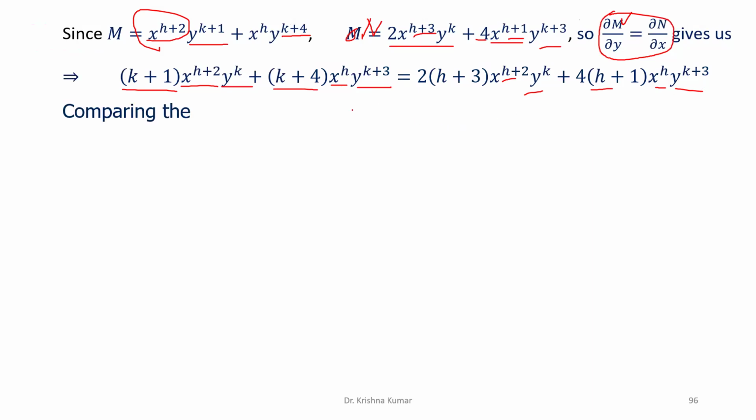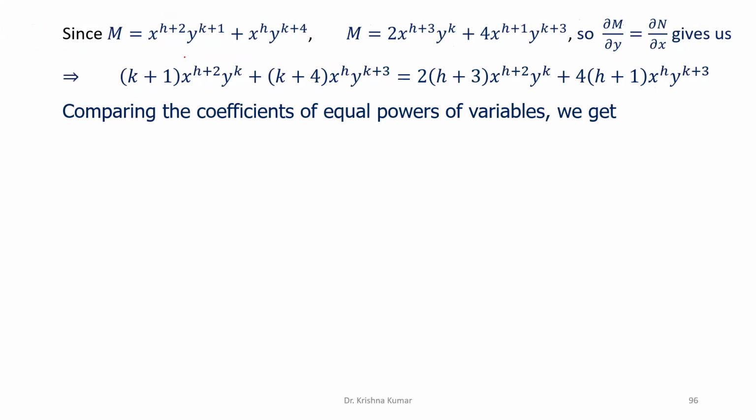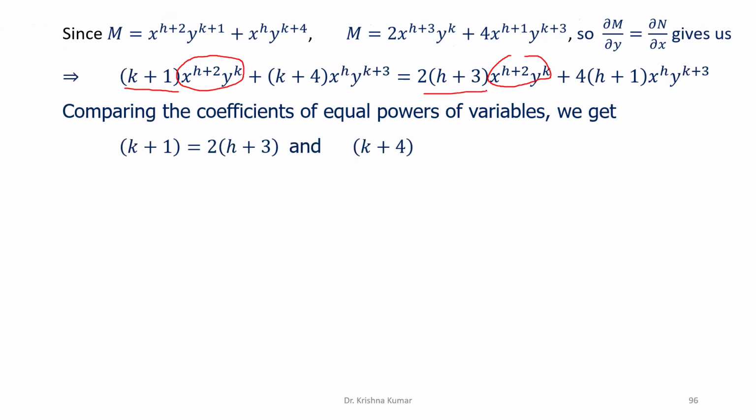Now let us again compare the coefficients of equal powers of variables. Just look here. Here x to the power h plus 2, y to the power k, and here also x to the power h plus 2, y to the power k. So what is the coefficient of both the terms? It is k plus 1, which is equal to 2 times (h plus 3).